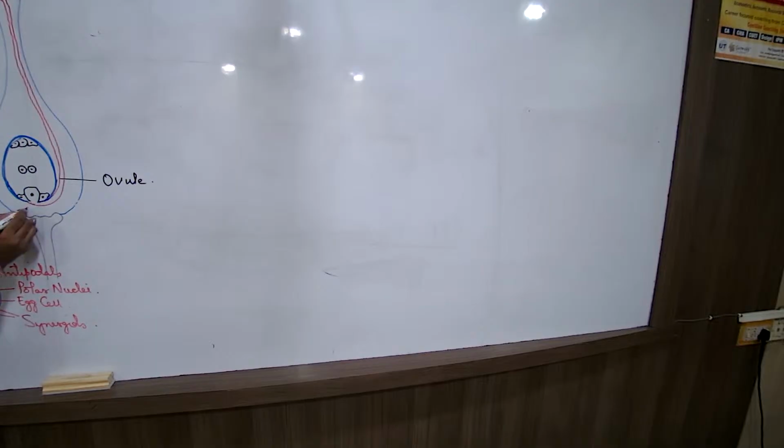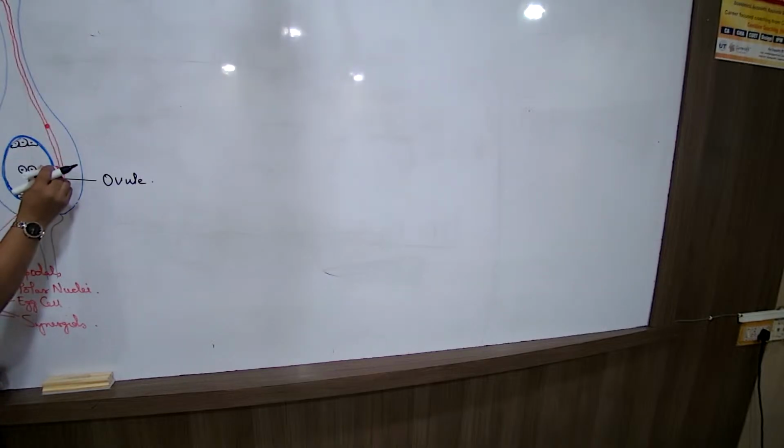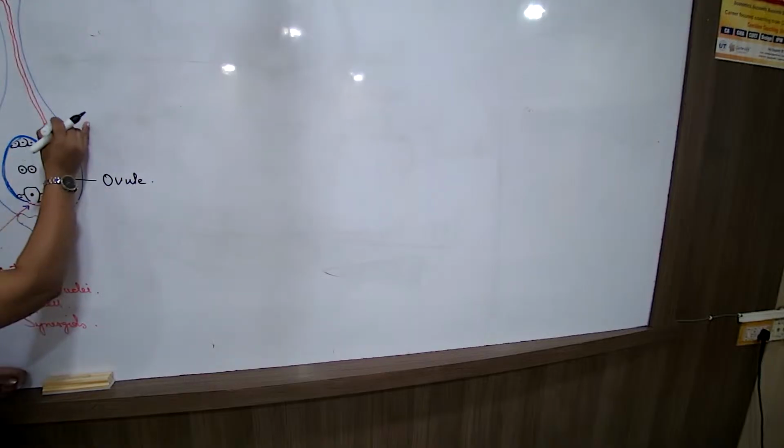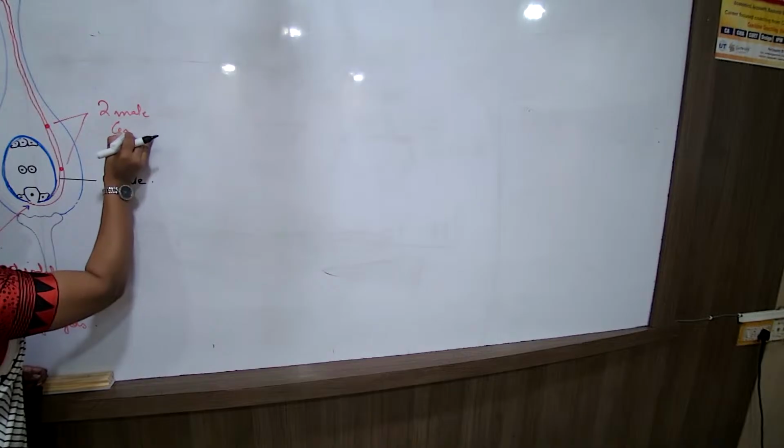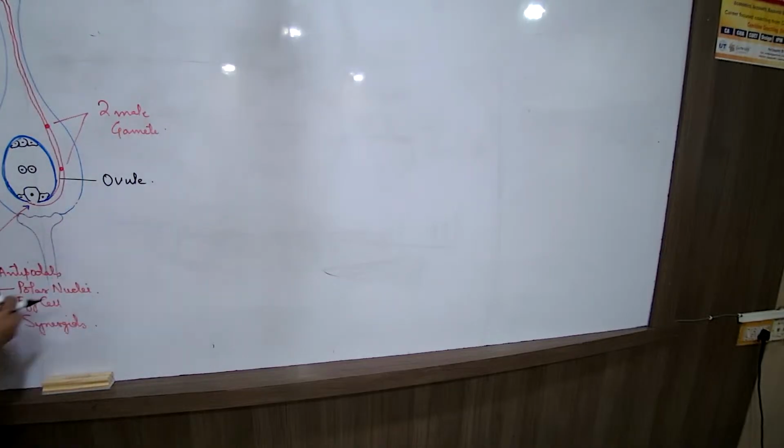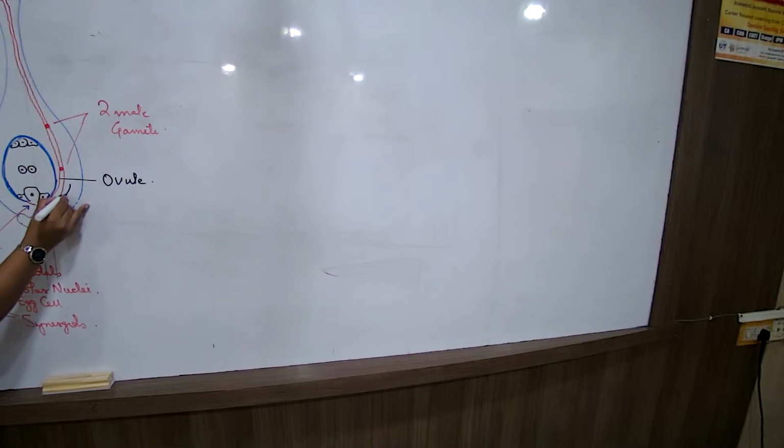Then, now the steps. What are the steps of fertilization? The steps of fertilization will be like this. The first is the first male gamete. So where are the male and the female gametes? Here are the two male gametes and the female gametes here. Now, the first male gamete, how will it undergo the process of fertilization? This first male gamete will start moving towards the ovule.